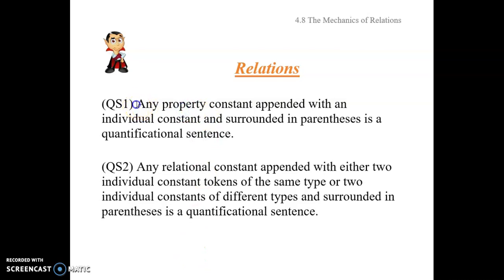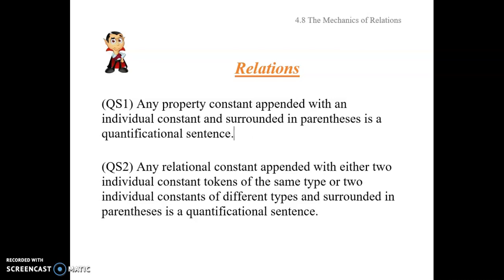So with QS1, as you're familiar with, we introduce a property constant appended with an individual constant and surrounded by parentheses as a quantificational sentence. So that gets us that this is a sentence, and technically it should be surrounded in those parentheses, right? It also gets us that this is a sentence, and that this is a sentence, and that this is a sentence, right? Okay, so we're already familiar with that.